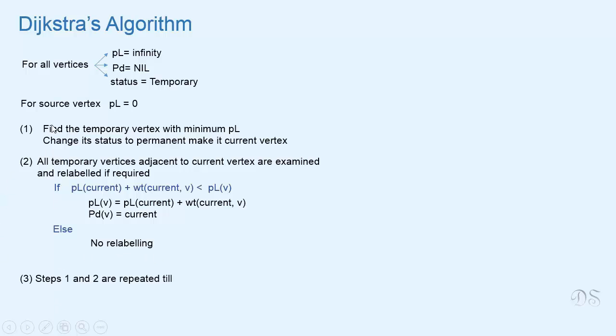These steps 1 and 2 are repeated till either there are no temporary vertices left in the graph or all the temporary vertices that are left have path length equal to infinity. At the end of the algorithm, the temporary vertices that are left with path length infinity are those vertices that are not reachable from the source vertex. Now let's understand with the help of a figure how this relabeling of a temporary vertex is done in step 2.